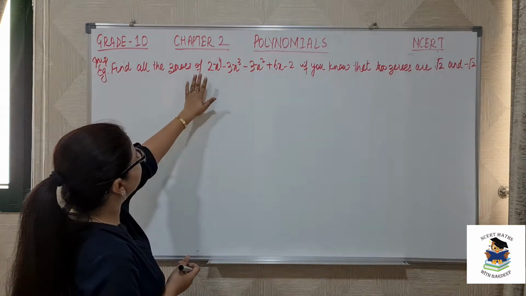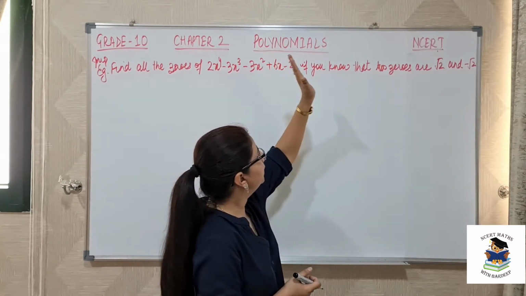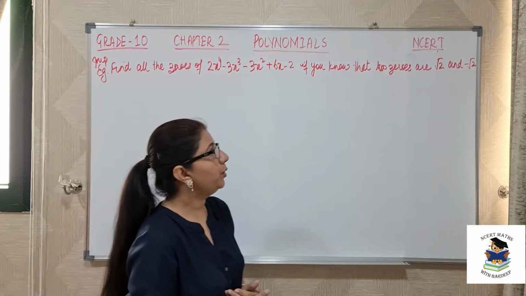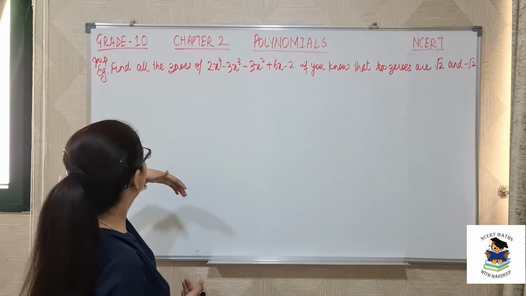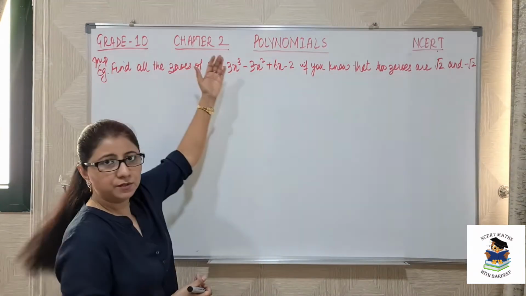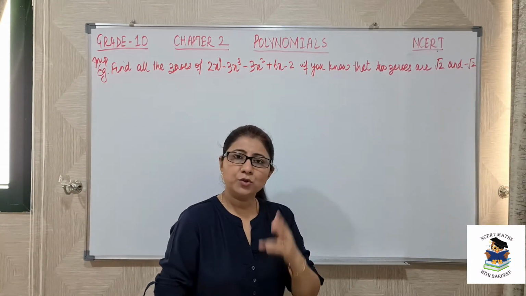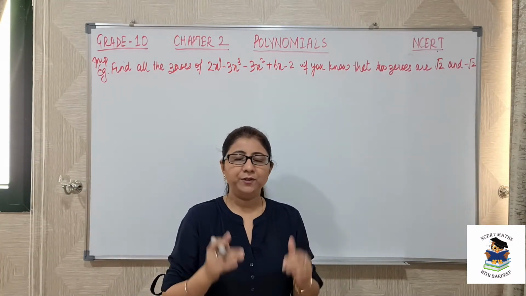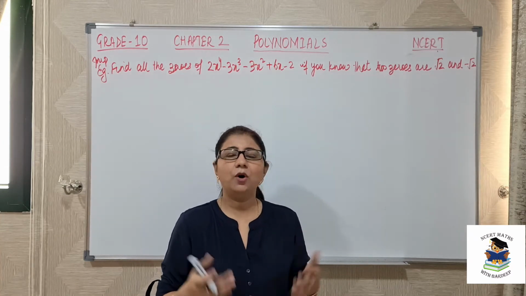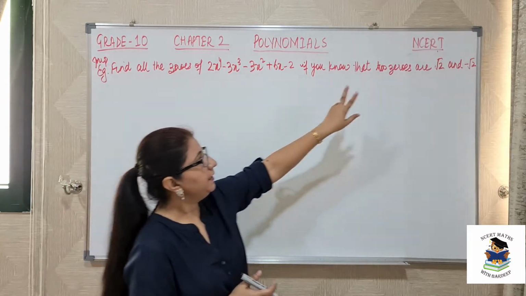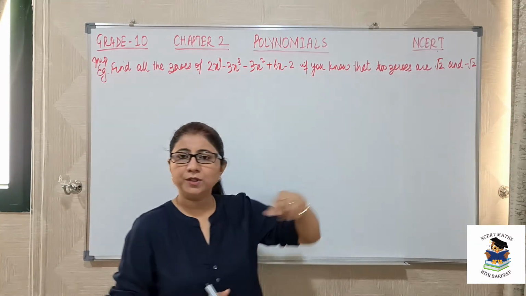Find all the zeros of this polynomial if you know that two zeros are root 2 and minus root 2. Sometimes they will ask to find all other zeros. Okay, a polynomial is given, out of all the zeros, two zeros will be given to you and we have to find the remaining zeros or all the zeros. So what we should do is, we know that these two zeros are there.